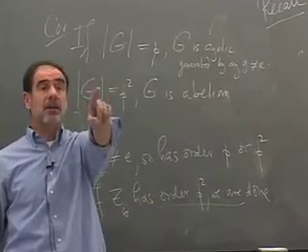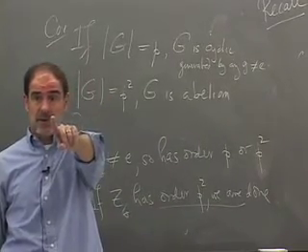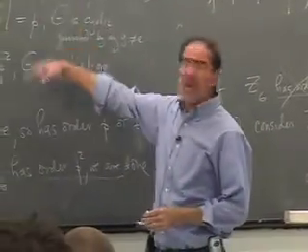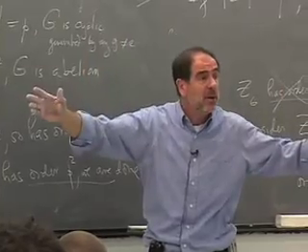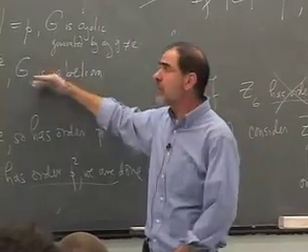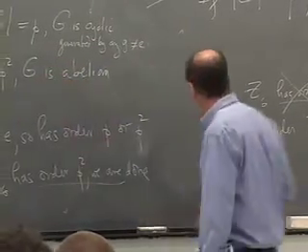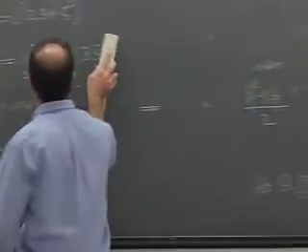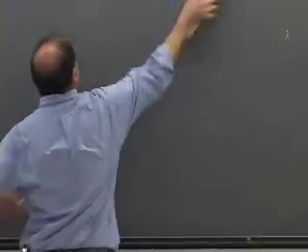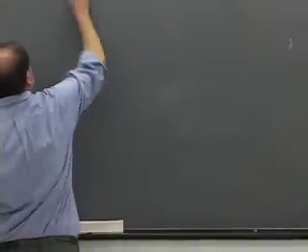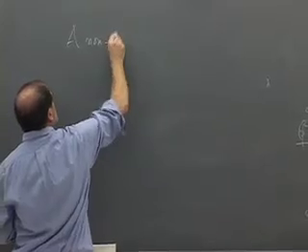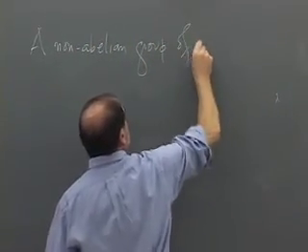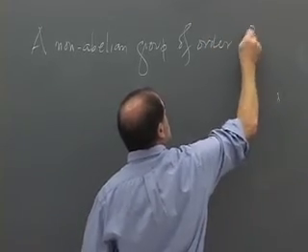Now, you might think, because I haven't shown you otherwise, that a group of prime power order is always abelian. Maybe this is very weak. Maybe any group of order p cubed is abelian. So to show you that this is a good theorem, this is actually meaningful, I have to show you a group of order p cubed that's not abelian. So here it is. A non-abelian group of order p cubed.